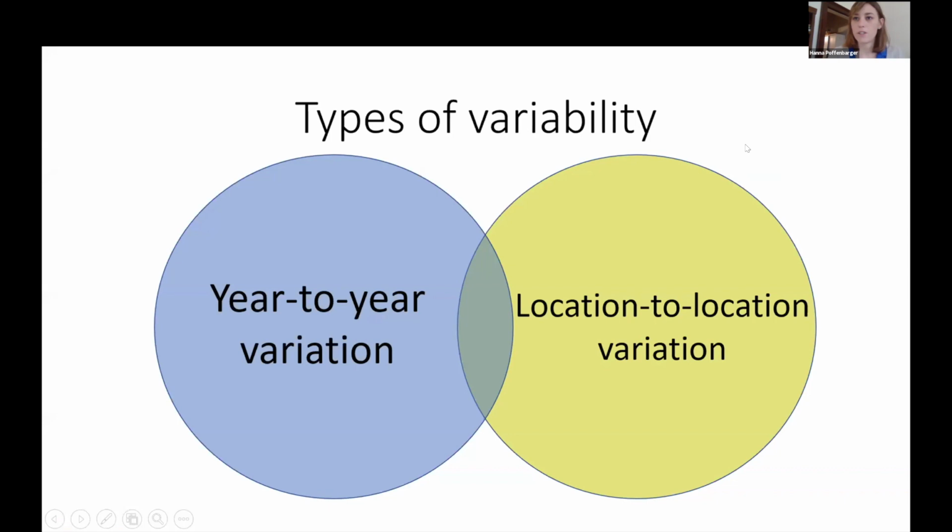So there's two types of variability, thinking about variability in corn yield. The first is temporal variability. That's just the variation that exists from one year to the next. And then there's the location variability or spatial variability.